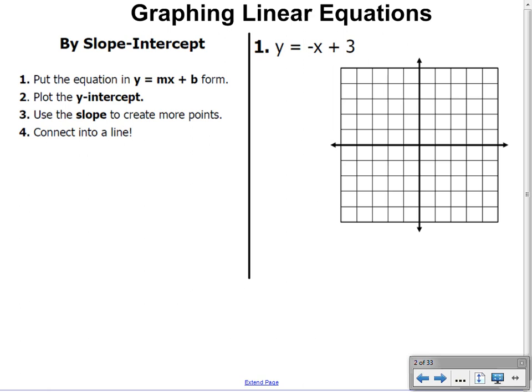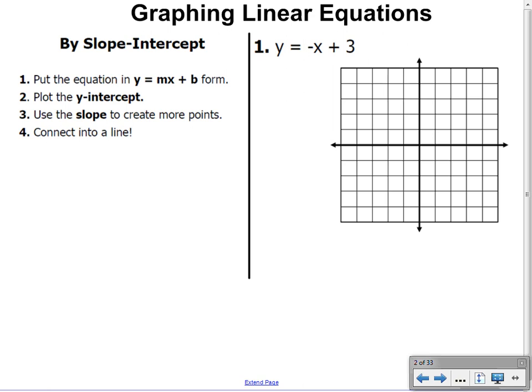Hi everybody, this video is going to talk about how we graph linear functions. We're going to start off with how we would graph a linear function if it's already in slope-intercept form, and then we'll talk about how we would graph one that doesn't start off in slope-intercept form, but we'll have a couple steps to put it in slope-intercept form before we actually graph.